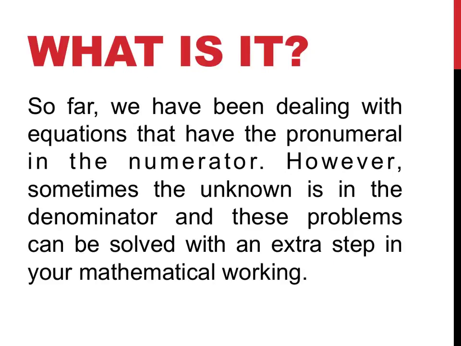So far we've been dealing with equations when we're finding missing sides on a right-angled triangle with trigonometry, with the pronumeral that we don't know in the numerator. However, sometimes the unknown is in the denominator and these problems can be solved pretty easily. It just takes an extra step.